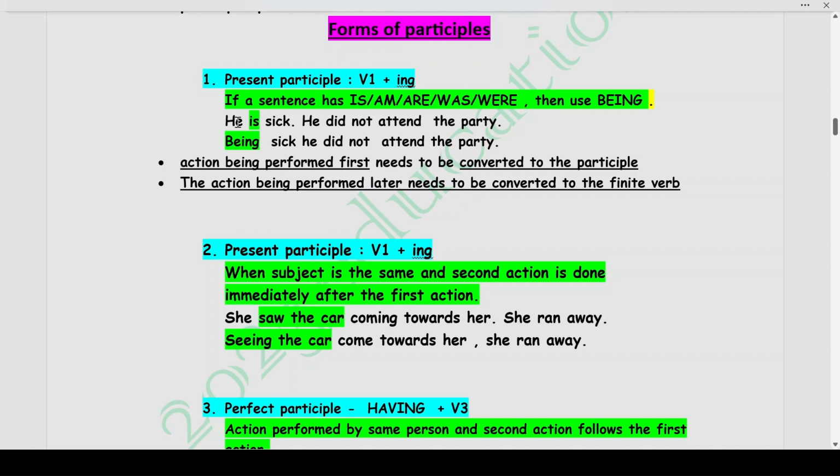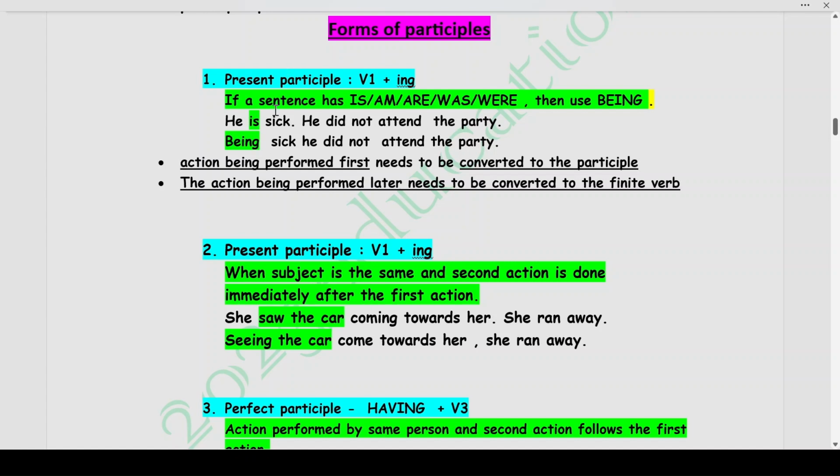Now what we have to do? We have to do synthesis of these two sentences. Sentence 1 and sentence 2 have to be synthesized or combined to form a new simple sentence. So wherever this auxiliary form of the verb is there, like is, am, are, was, were, we convert this to being. So he is sick becomes being sick. He did not attend the party. What we have to do, students, is we have to combine these two sentences and make them a single meaningful sentence. That is the meaning of synthesis. So, being sick, he did not attend the party.